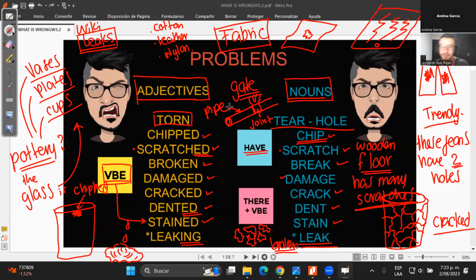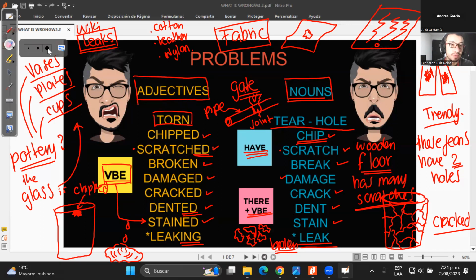Good, teacher. The adjectives are with the verb to be, and the nouns are with have or there is, there are. Exactly, the most important thing is the context, the use as an adjective or as a noun. But in both cases it can be correct. If you want to say, the door of my apartment is dented, or the door of my apartment has three dents, it's also possible, right?